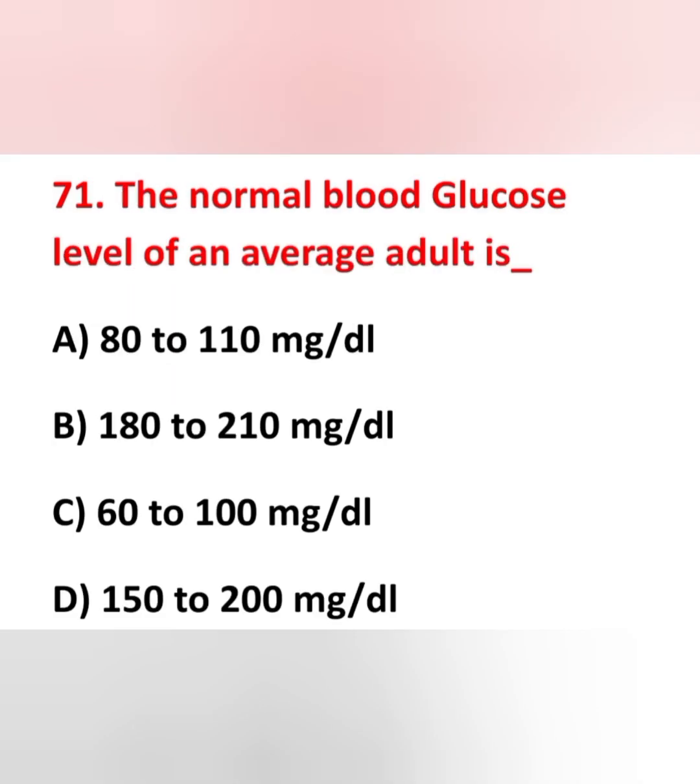Question number 71. Normal blood glucose level of an average adult is. Options are option A 80 to 120 milligram per deciliter. Option B 80 to 210 milligram per deciliter. Option C 60 to 100 milligram per deciliter. And option D 150 to 200 milligram per deciliter.